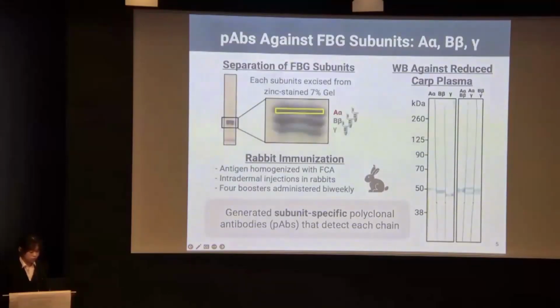To generate polyclonal antibodies against each fibrinogen subunit, we separated each of the subunits carefully and used them as antigen to immunize rabbits. The resulting antisera were tested with Western blot, and each of the antibodies showed subunit-specific detection. This allows us to detect each of the fibrinogen subunits during coagulation or to see how they are cross-linked.